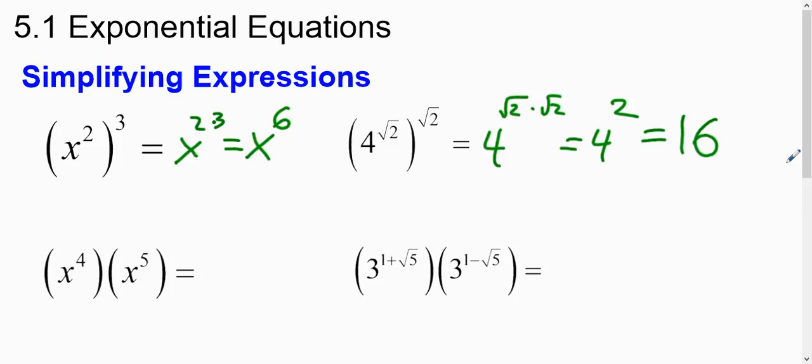These next couple examples are a little bit different. They're not a power to a power. Instead, they are being multiplied together. X to the 4th times x to the 5th. So now we're going to add exponents. When you're multiplying, you add exponents. So this is 4 plus 5. So that's x to the 9th.